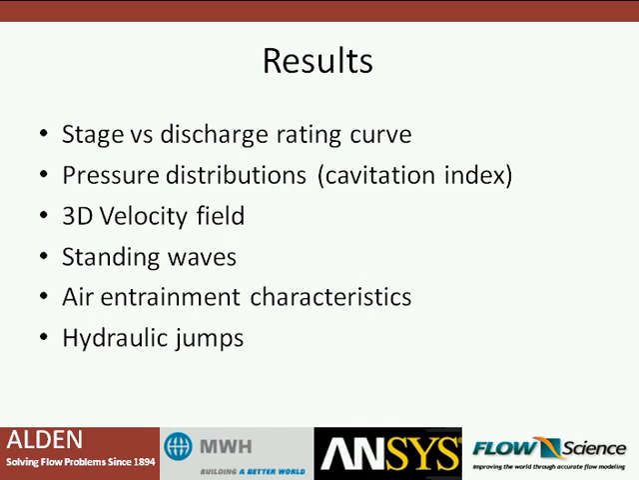So the type of results or output that we tend to use a lot of at Alden would be stage discharge rating curves. We also use it to look at pressure distributions on spillways, and I'll show you an example of that in a moment, that can be used in turn to calculate the cavitation index of a structure to see how likely it is that it'll cavitate. We use the CFD to generate three-dimensional flow fields. We can use it to look for and identify standing waves that can be important in terms of freeboard that might be available at a structure. We can use it to look at the air entrainment characteristics of a structure. We can look for hydraulic jumps as well.